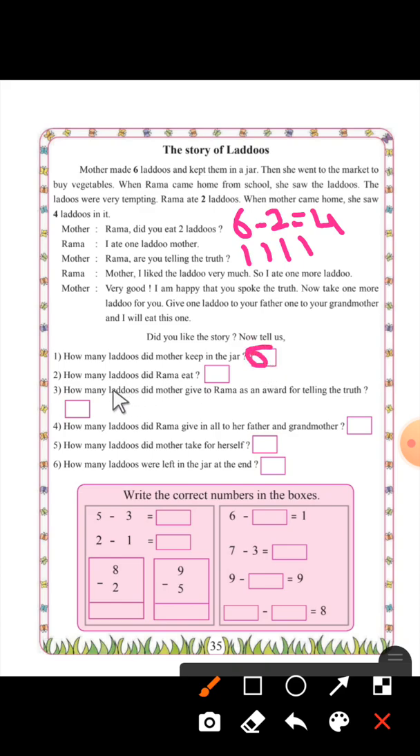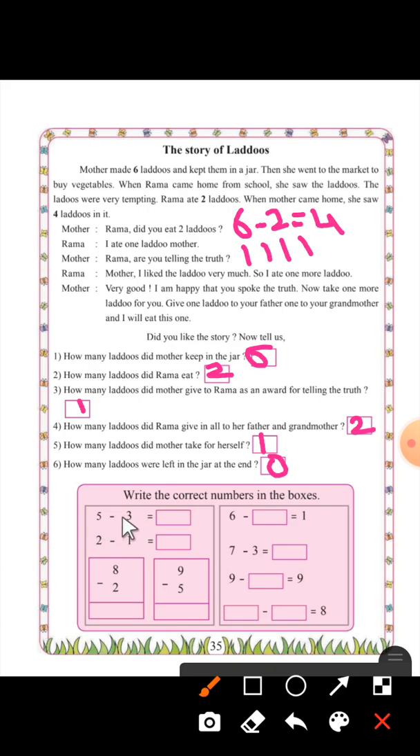6 laddus. How many laddus did Rama eat? 2 laddus. How many laddus did mother give to Rama as an award for telling the truth? 1 laddu. How many laddus did Rama give in all to her father and grandmother? 2 laddus. How many laddus did mother take for herself? 1. How many laddus were left in the jar at the end? 0.